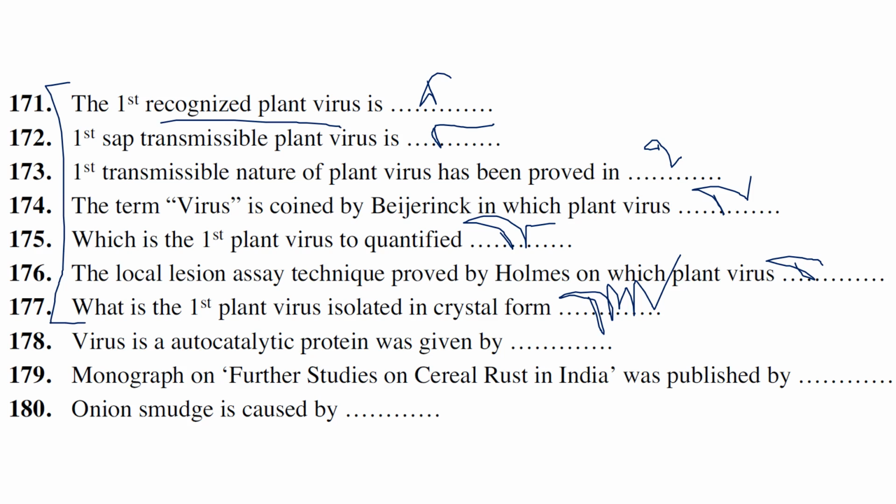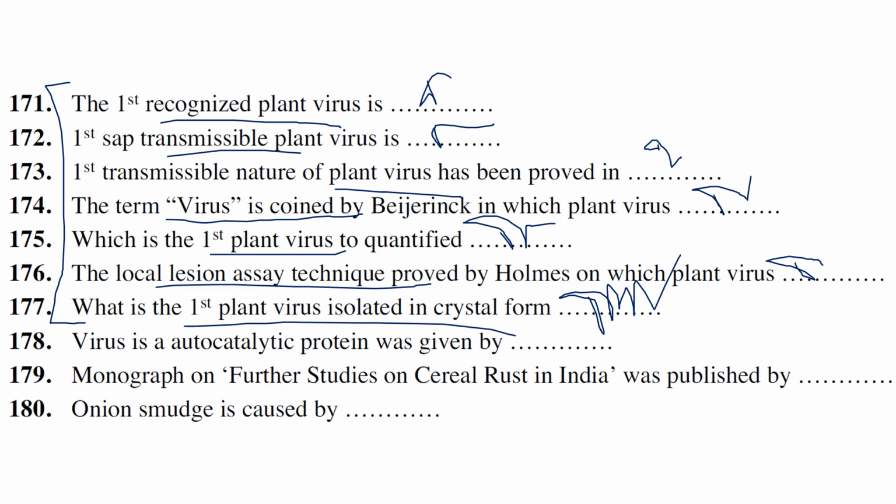First recognized plant virus, sap transmissible plant virus, first transmissible nature of plant virus proved, the term virus coined by Beijerinck, the first is TMV only. First purified virus, TMV only. Local lesion assay was developed by Holmes, that is in TMV only. First plant virus to be isolated in crystal form is also TMV. So all the answers are TMV only.